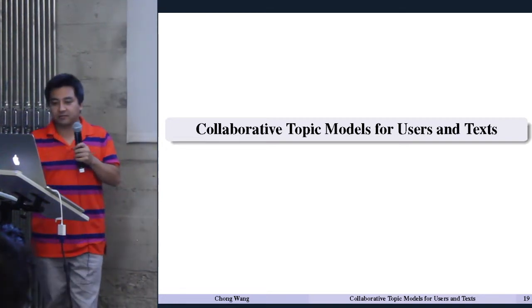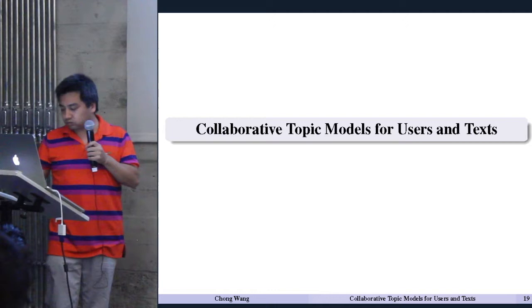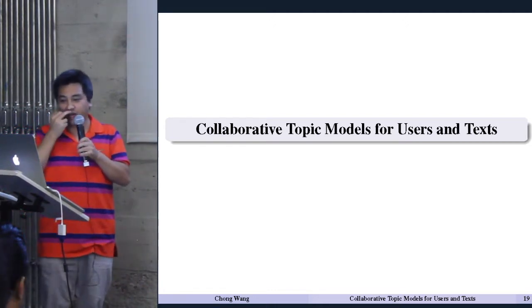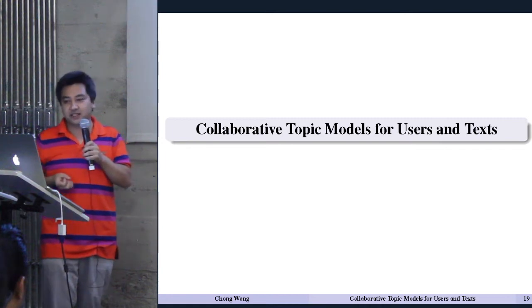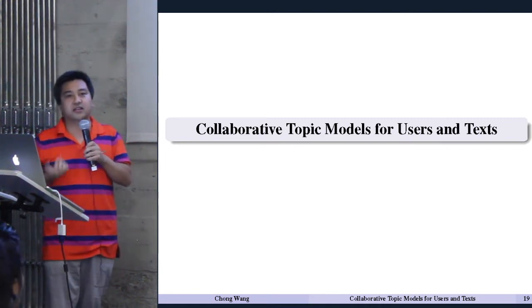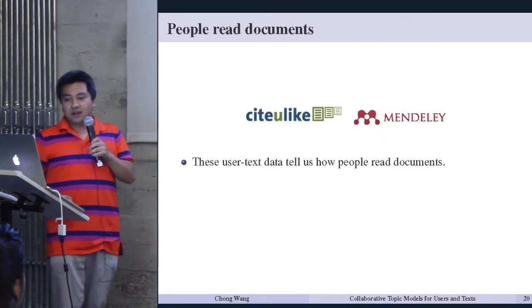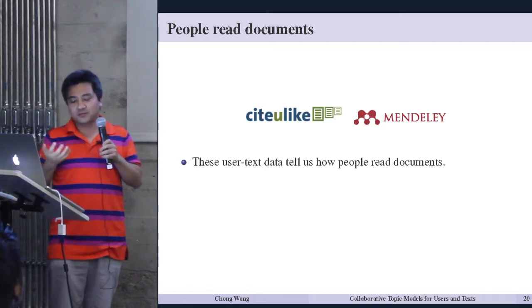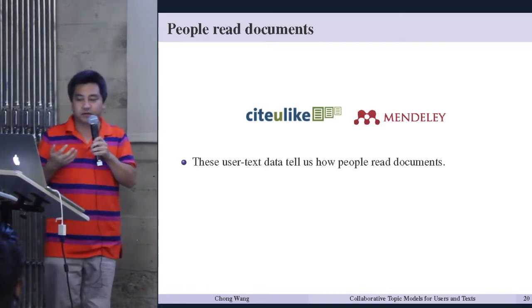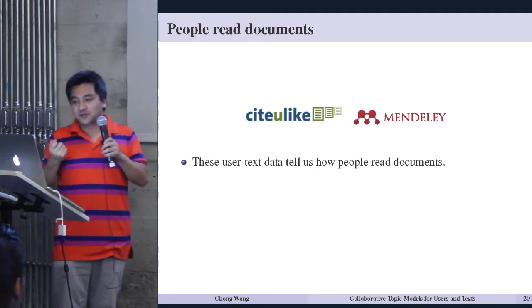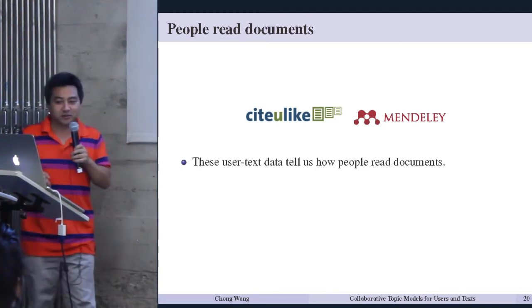Okay. So I think now we have the basic knowledge to generalize a basic LDA model to model user behavior in text documents. So people read documents. That's what documents are created for, right? But maybe not in the future, I'm not sure. But right now, people read documents.